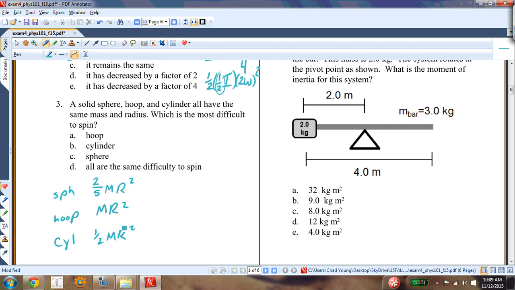They all have the same mass and the same radius, so it's really just a matter of which of these coefficients is the greatest. And of course, for the hoop, my coefficient is 1, so it has the larger moment of inertia.